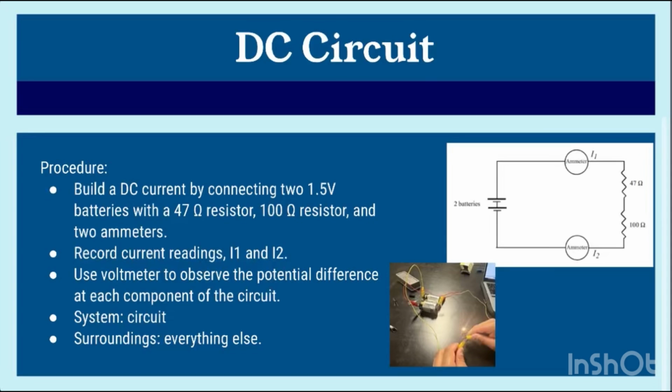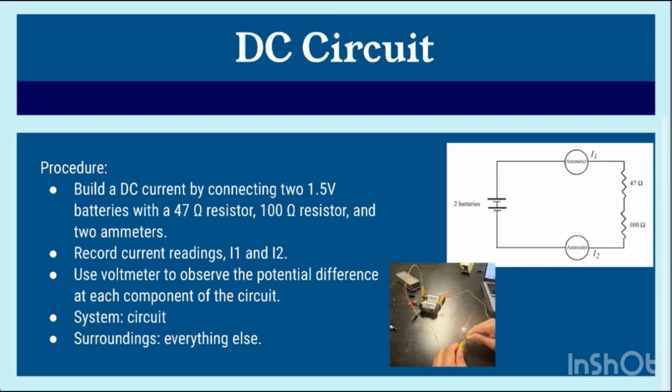The procedure for the first DC current was to connect two 1.5 volt batteries with a 47 ohm resistor, a 100 ohm resistor, and 2 ammeters. So we had to record the current readings, and as you can see in the diagram, these current readings were at point I1 and I2. Then we had to use a voltmeter to observe the potential difference at each component of the circuit.